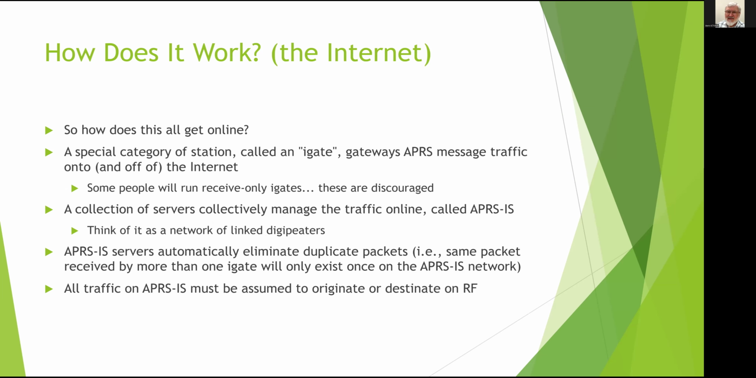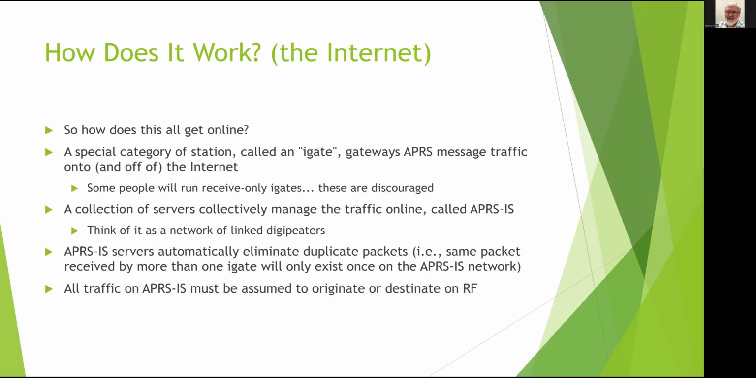So how does it all get online? And how does the wide area stuff and the services that are out there like SMS Gate and Email 2 and those guys, how do they work? So there's a special category of station called an iGate or Internet Gateway that takes this on-the-air RF APRS and puts it on the internet. And there's a whole structure of interconnected nodes that pass this information back and forth that make up the APRS-IS network. Okay.